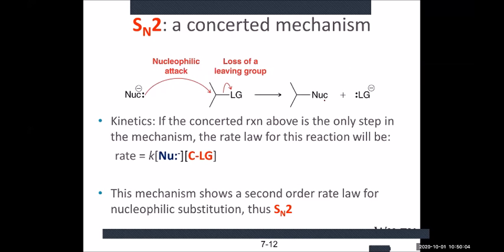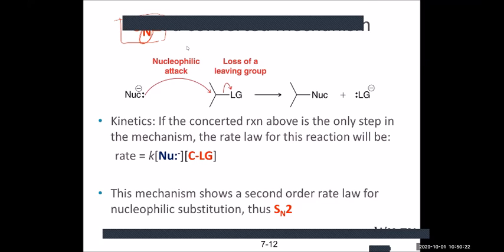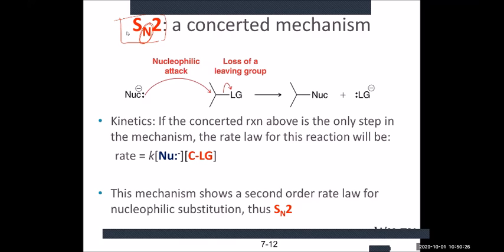The first one is the easiest, and we have a code name symbol as SN2. The SN2 means nucleophilic attack, and the S is for substitution reaction. The 2 means second order. It's a second order reaction.